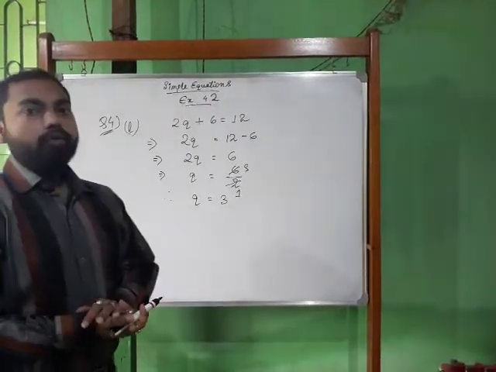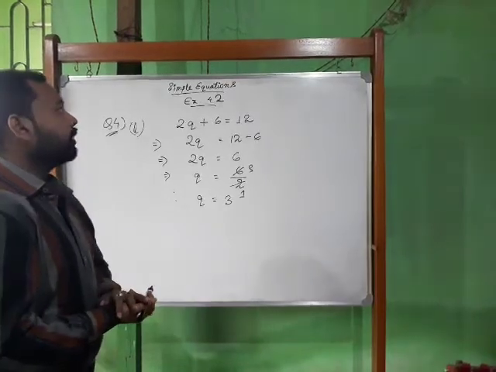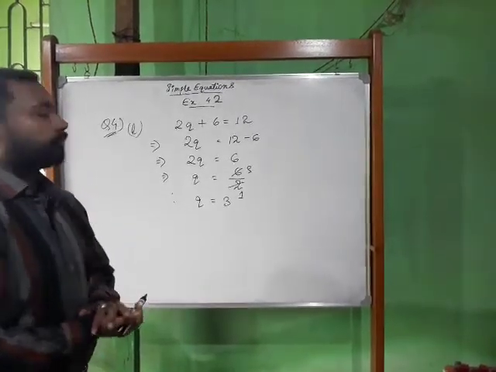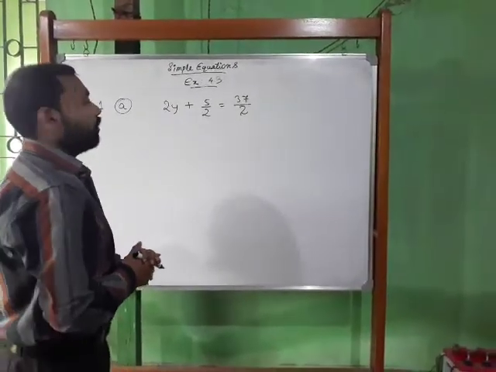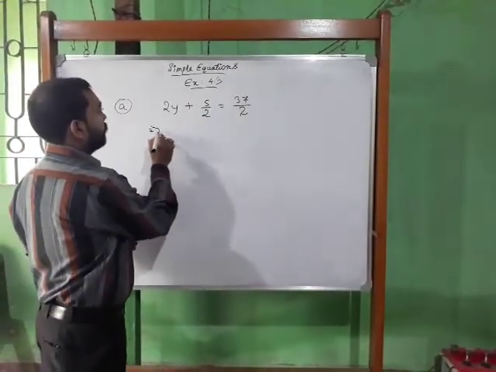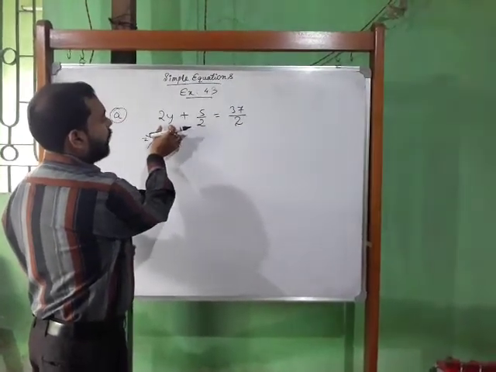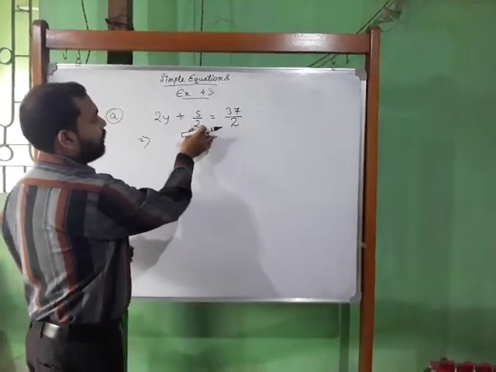Exercise 4.2, rest of the questions will be your homework. Now let me go to the exercise 4.3. Okay, now let me solve question number 1a of exercise 4.3. So as you can see, this is a variable and this is a constant one.